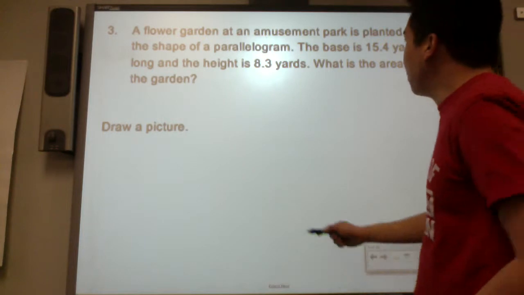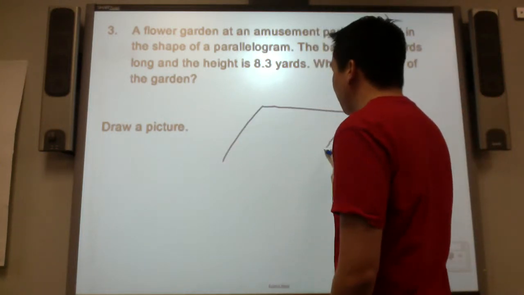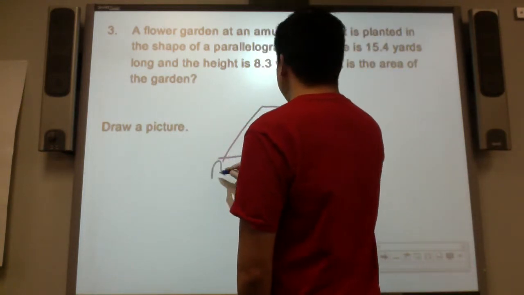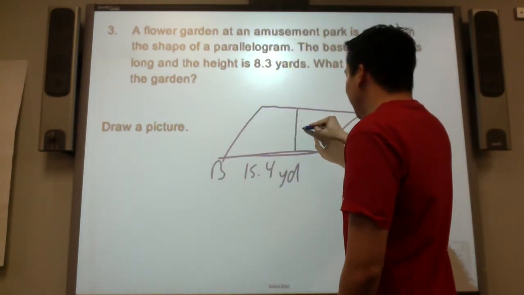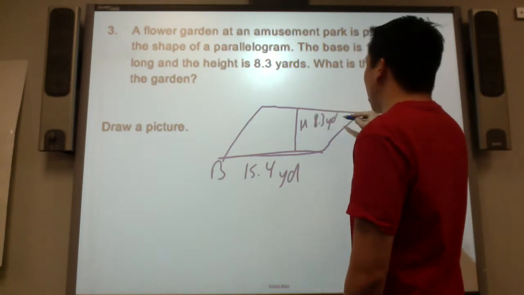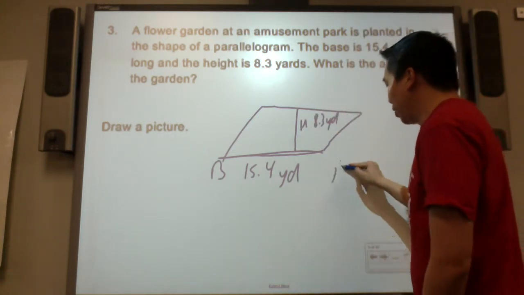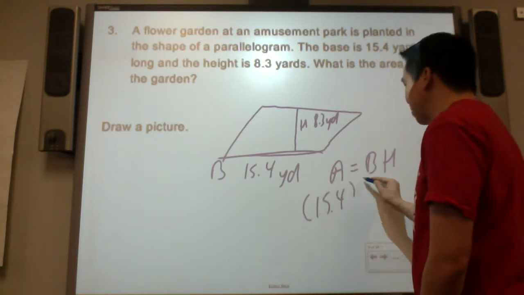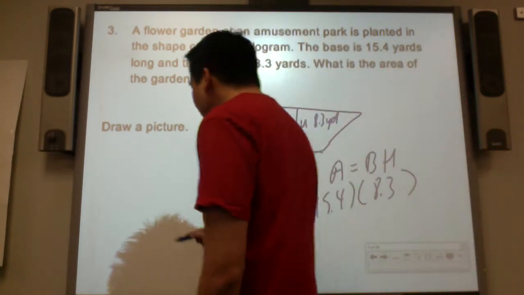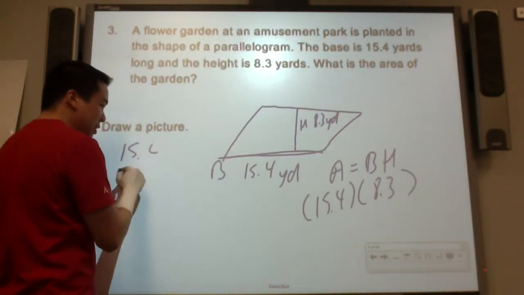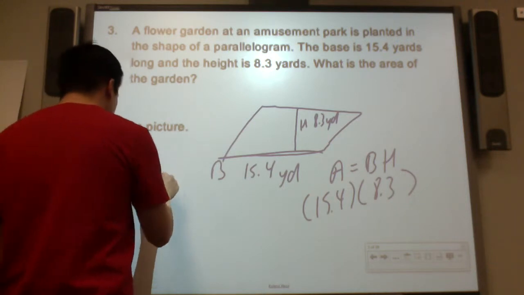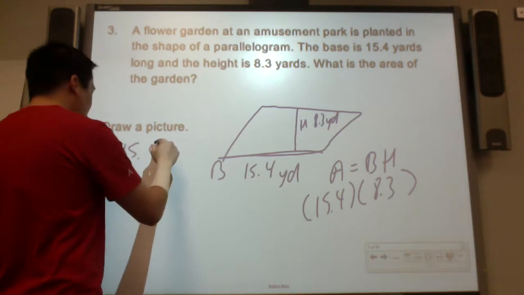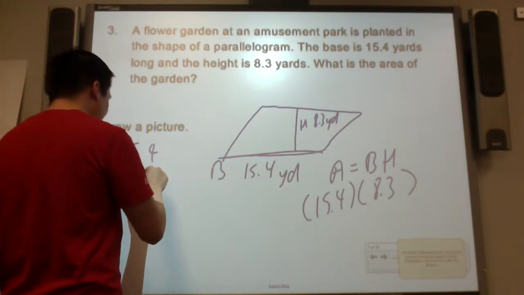A flower garden at an amusement park is planted in the shape of a parallelogram. The base is 15 4/10 yards. The height is 8 3/10 yards. What is the area? So again, how do you find area? You multiply the base and the height. So I'm going to multiply 15 and 4/10 times 8 and 3/10.